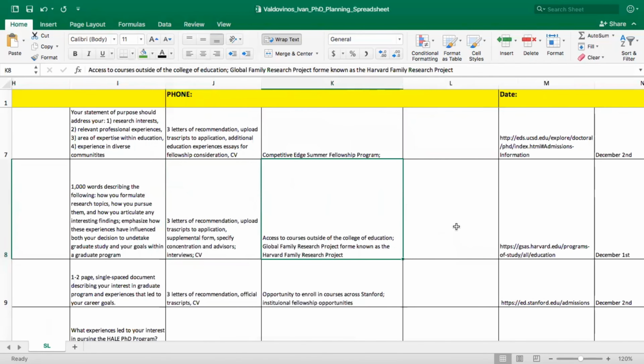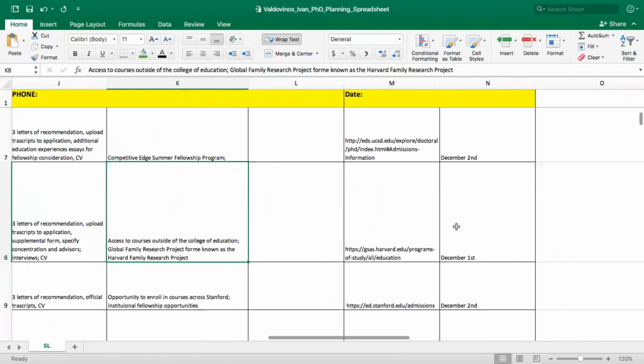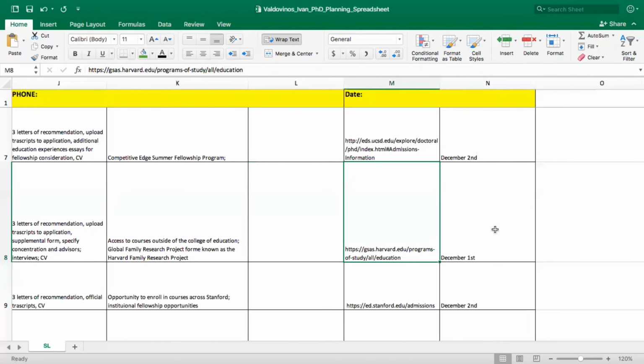I also liked that I was able to access courses outside of the College of Education, and I had access to the Global Family Research Project, formerly known as Harvard Family Research Project, which would help me learn how to conduct research in family engagement. Then I have their website, and their deadline was December 1st.